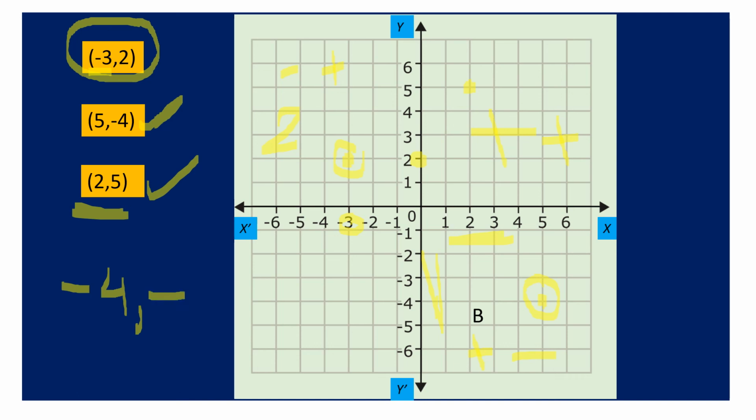And if I give you another one, can you try this by yourself? Minus 4, minus 6. Can you try it? So the x coordinate will be minus and the y coordinate also minus. So minus 4, minus 6. Where will be the point? Here. So both are negative, so it will be here in the third quadrant, right?